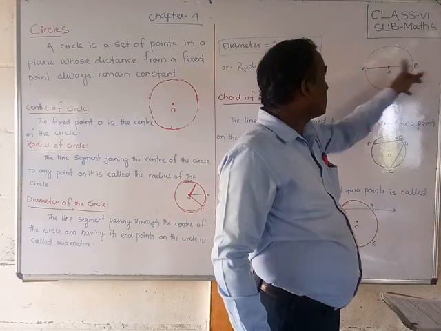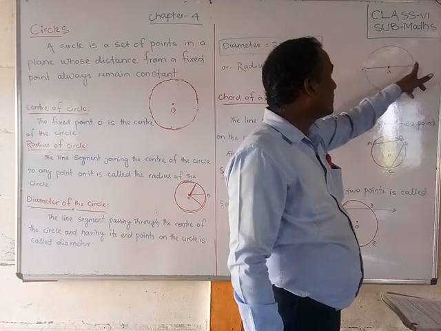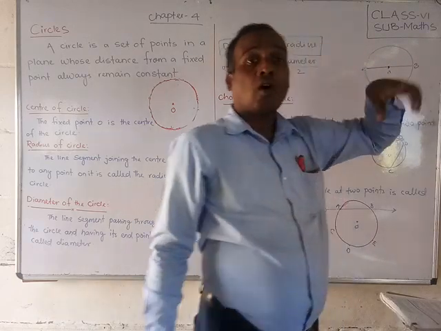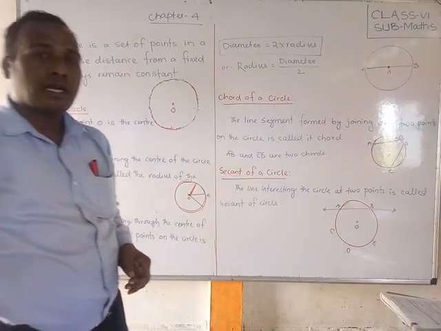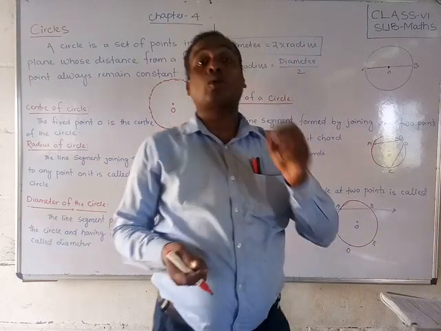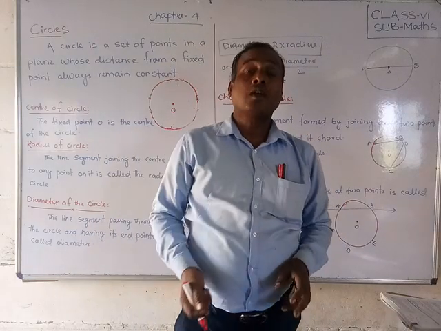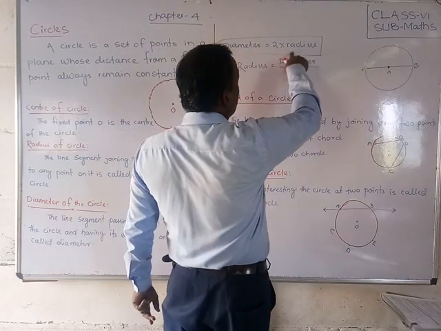Its end points are on the circle. That means this line has end point A and end point B, both present on the circle. So this is called a diameter. And remember, students, diameter is equal to 2 times the radius. That means diameter is equal to 2 into radius.